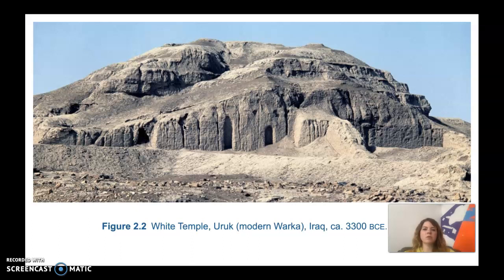So cuneiform is the first type of writing that the Sumerians came up with. And the great literature known as the Epic of Gilgamesh was written in cuneiform. It actually predated the Greek poet Homer's Iliad and Odyssey by 1,500 years.